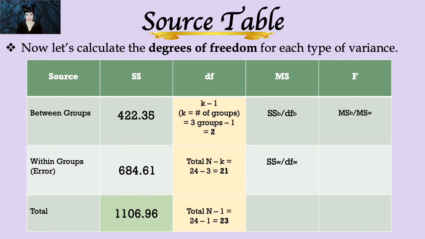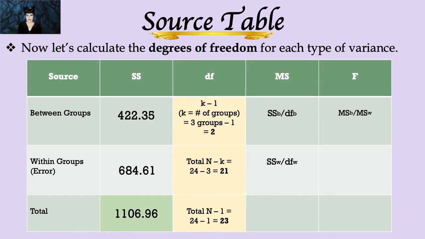We have K minus 1 as the degrees of freedom for between groups. Remember, K represents the number of levels you have in your independent variable. Our independent variable was hypnotic susceptibility. So we had low, medium, and high. That means we have 3 levels, or K is equal to 3. 3 minus 1 is going to give us 2. So degrees of freedom for between groups is 2.